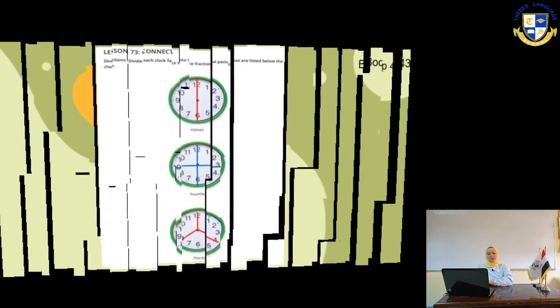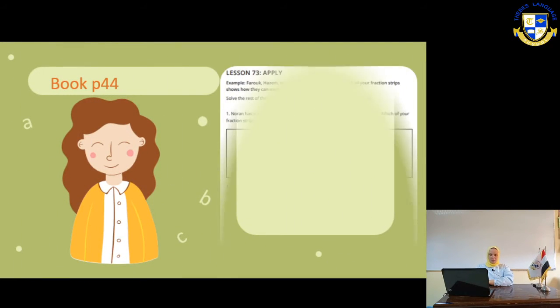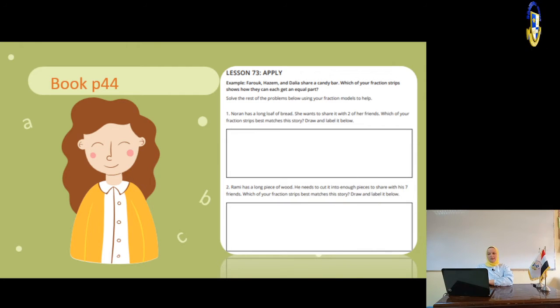Now, in the next page, book page 44. Farouk, Hazem, and Dalia share a candy bar. Which of your fraction strips shows how they can each get an equal part? Solve the rest of the problems below using your fraction models to help. Number 1, Nuran has a long loaf of bread. She wants to share it with 2 of her friends. Which of your fraction strips best match with the story?